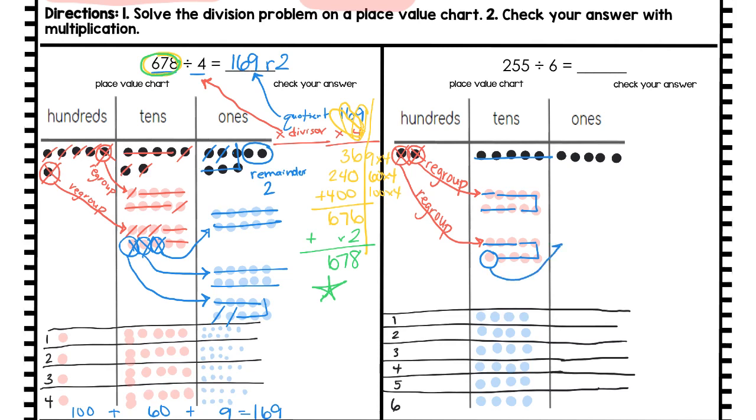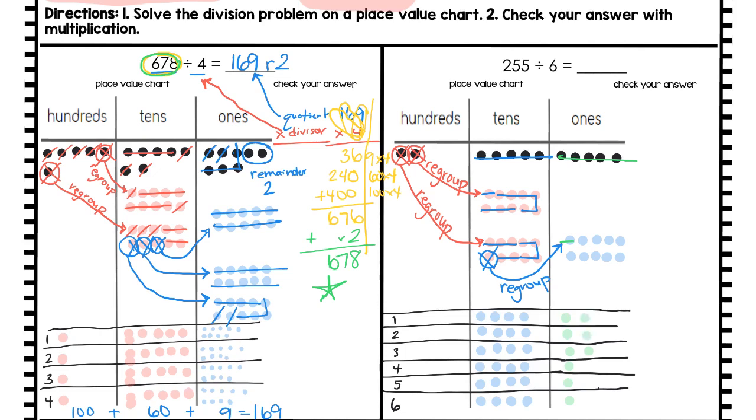I have to regroup it into 10 ones. 1, 2, 3, 4, 5, 6, 7, 8, 9, 10. Cross it out because we've already regrouped it. Now I have 15 ones. Can I put 15 ones into 6 groups? Sure I can. 1, 2, 3, 4, 5, 6. I've used 6. I have enough to keep going.